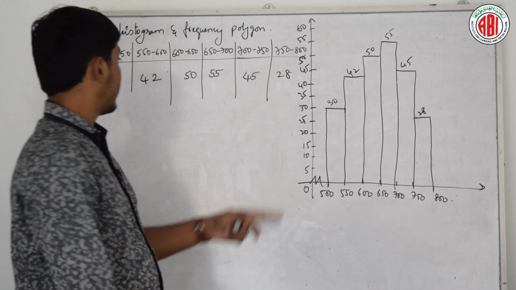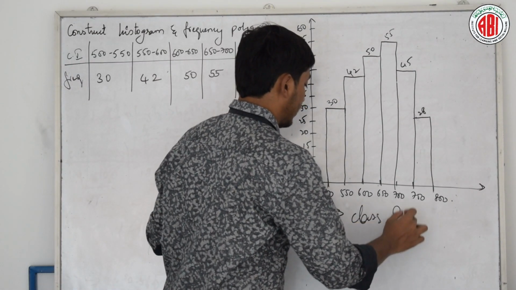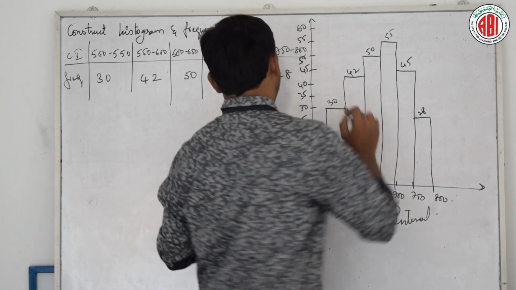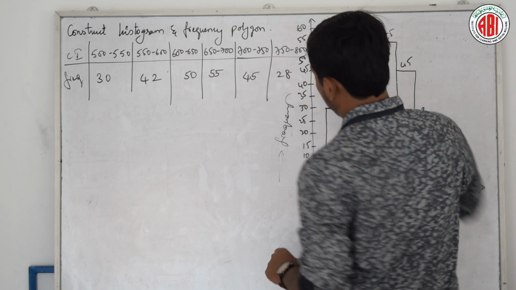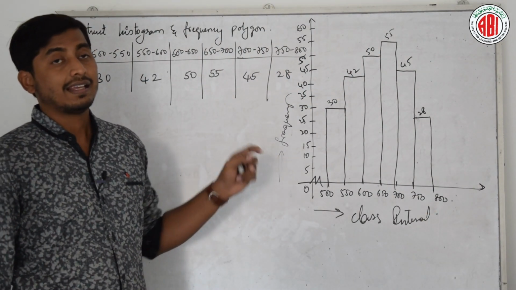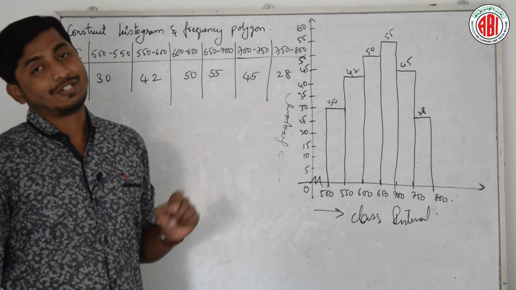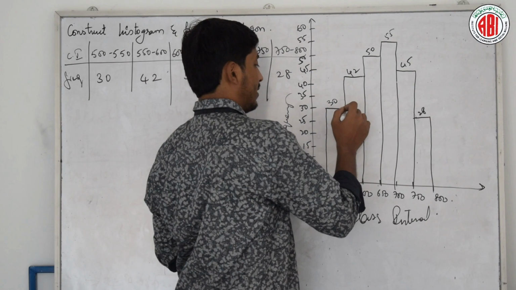Okay. What is this? This is my class interval. What is this? This is simply my frequency. What is this graph? This is, what is this? Histogram. Okay.